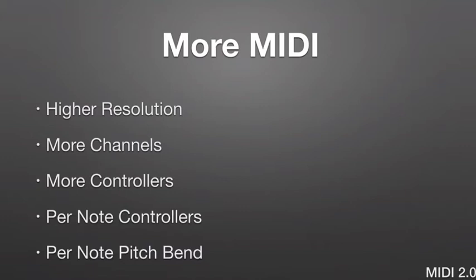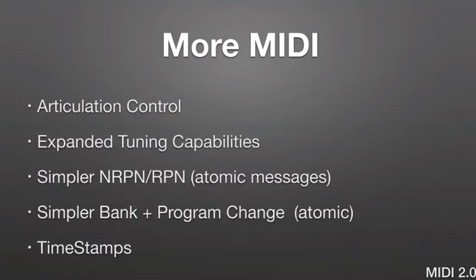And also, I think the key goals was to expand it beyond some of the restrictions of being very keyboard based and very oriented towards Western music. This will allow non-Western instruments to be authentically controlled and expressed with MIDI. We have articulation control, expanded tuning capabilities. We tried to make everything simpler, so NRPNs and RPNs are now one message. Bank and program change are now one message. All of these things, in the end, making it just simpler to use MIDI.